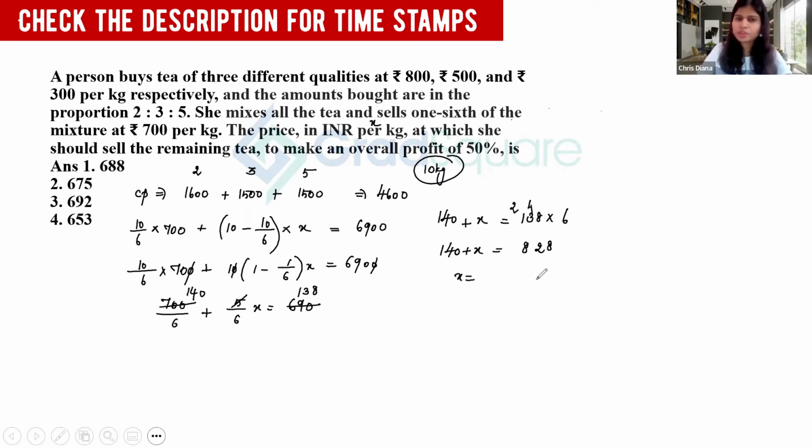So x is equal to 828 minus 140. So the price at which I should have sold the remaining, okay, is going to be 688 rupees per kg. So I go with option 1.